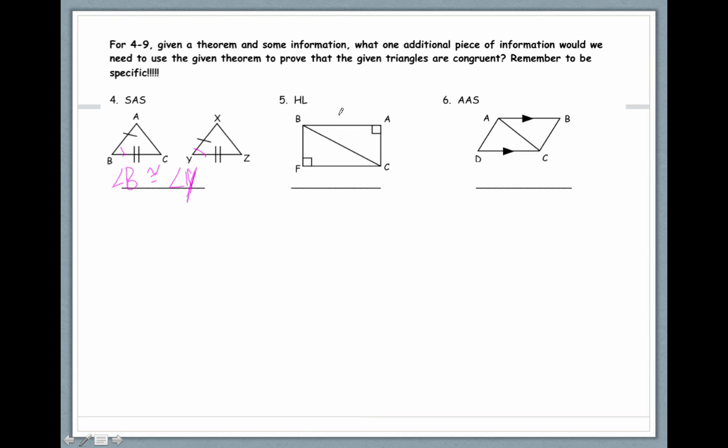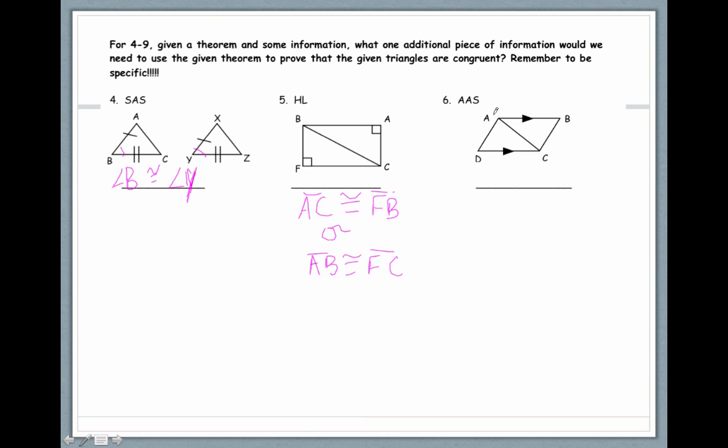If we wanted to use hypotenuse leg, well, we've definitely got hypotenuse. So what we would need to know is one leg or the other. So either that AC was congruent to FB, or that AB was congruent to FC.